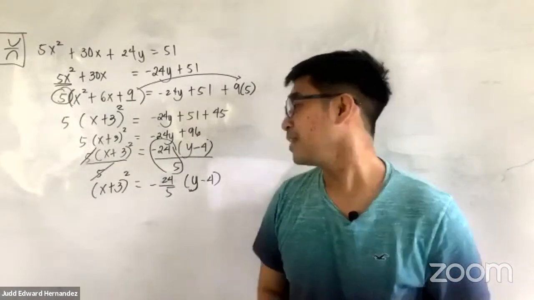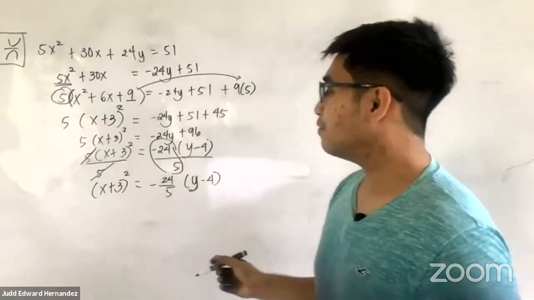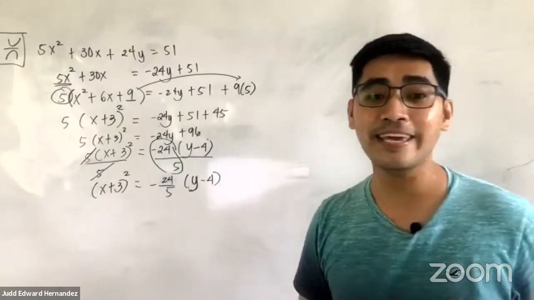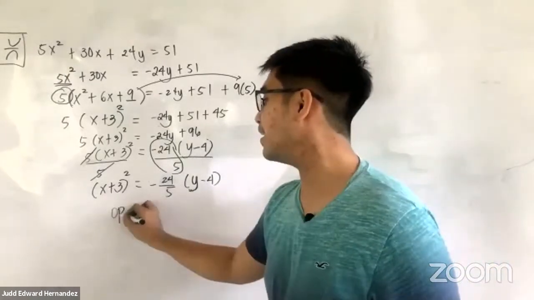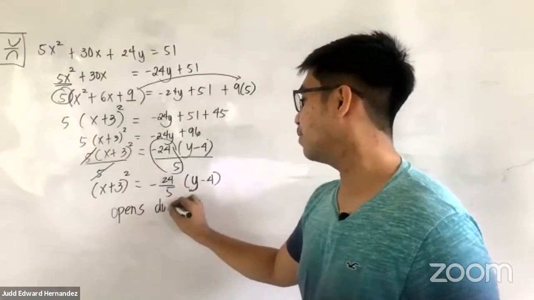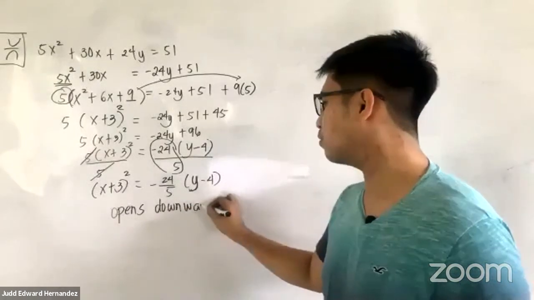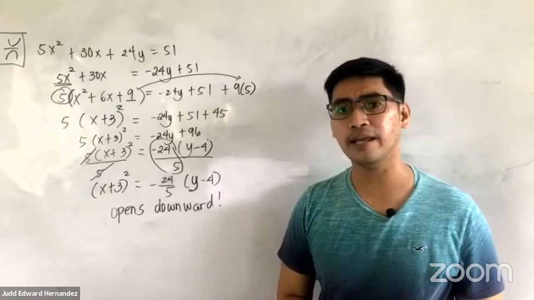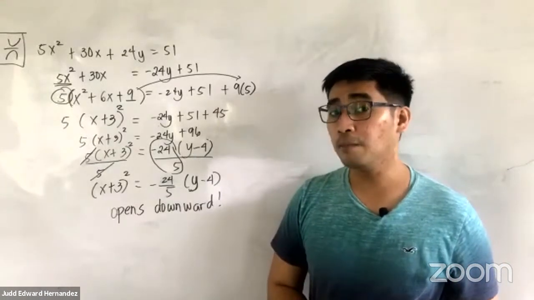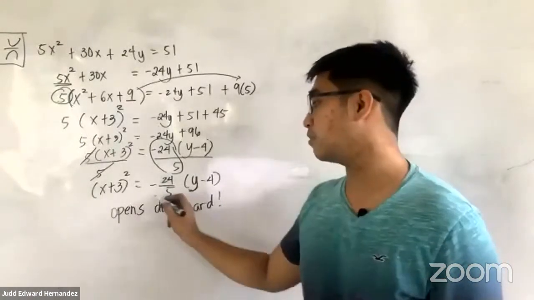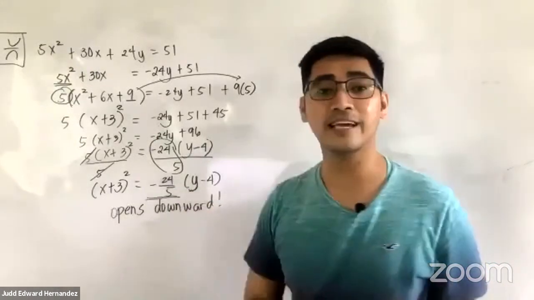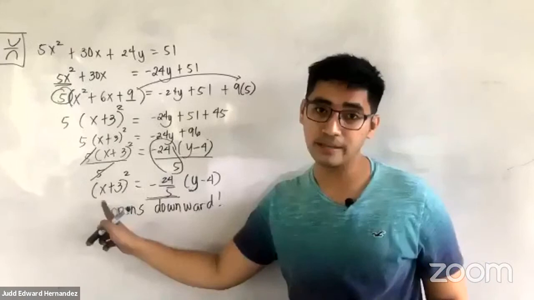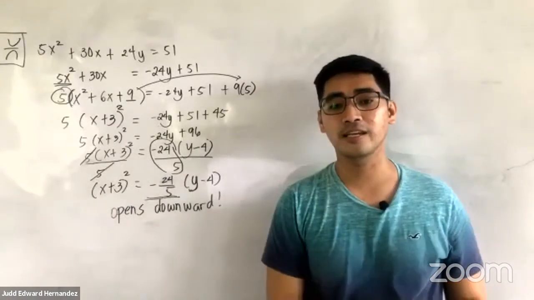Maliwanag? Okay, in this case, therefore, we could finally say that our parabola is opening downward. Eh sir, bakit po ba nag-downward? Hindi ko po naiintindihan. Okay, our parabola is opening downward because of the sign of the right side. The sign of the right side is negative. And since it is x squared, therefore, it is opening downward.